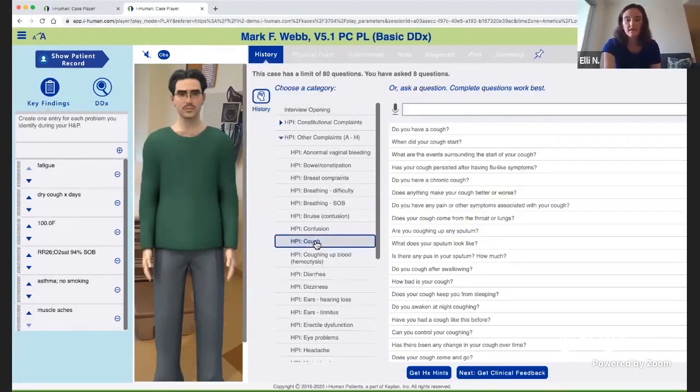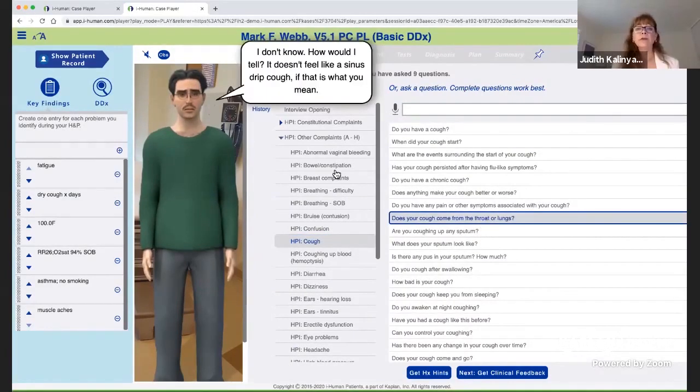That might be good to clarify with him. Okay. Does your cough come from your throat, your chest? He doesn't quite know. It doesn't feel like sinus drainage. So he at least knows that it's not really helpful.